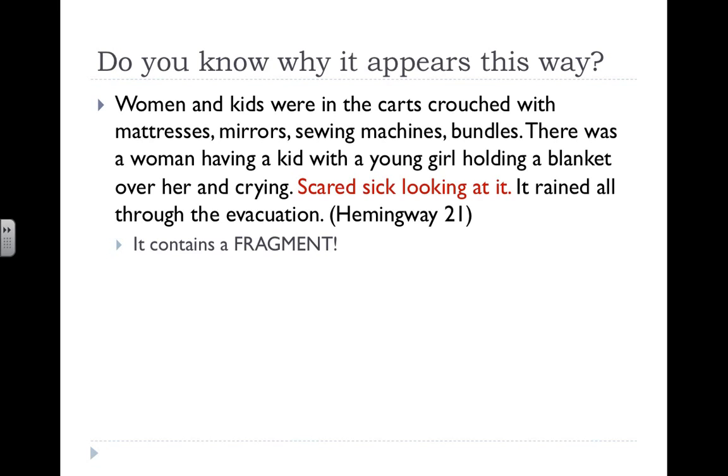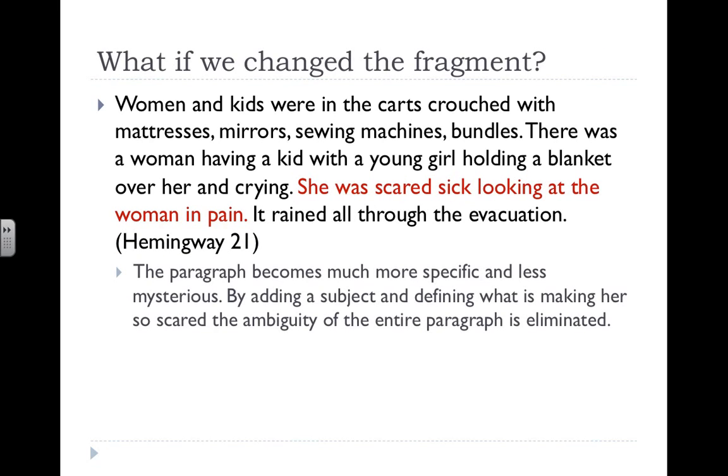Why do you think the paragraph appears the way that it does? Why do you think it makes you feel confused or frustrated or has a mysterious tone to it? It's because it contains a fragment. "Scared sick looking at it" is a fragment.